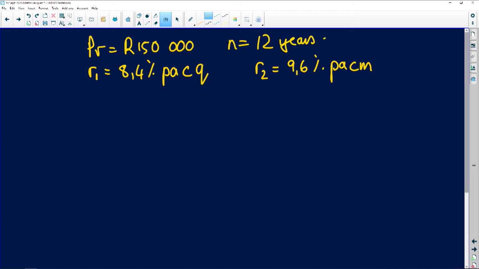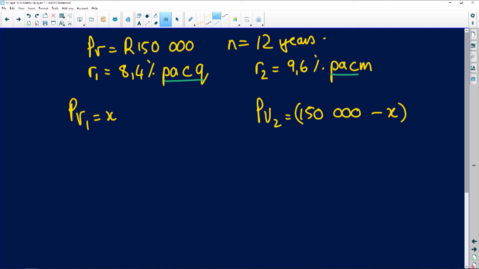So let's say in account 1, he's going to invest X rand. Okay, so PV1 will be X, and present value 2 will then be the remainder of the money, 150,000 rand minus the X that he has already invested. Okay, folks, the big problem is per annum compounded quarterly, per annum compounded monthly. So we need to change our interest rate. So let's change this to I1. I1 will be 8.4 divided by 400 because it's quarterly, remember.